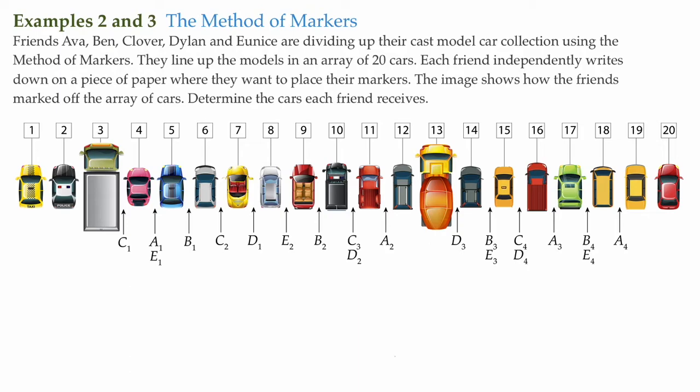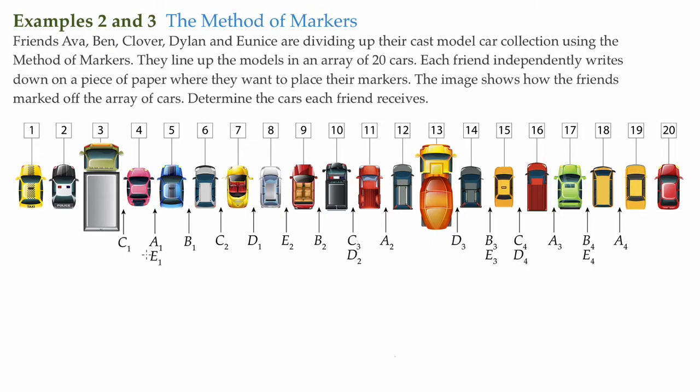Each friend independently writes down on a piece of paper where they want to place their markers. The image shows how the friends marked off the array of cars. Determine the cars each friend receives. So again, we have this array of cars. They're numbered 1 through 20, and we can see how each player laid their markers down. We have a fifth player now. That's Eunice. So she's going to be labeled with an E here.